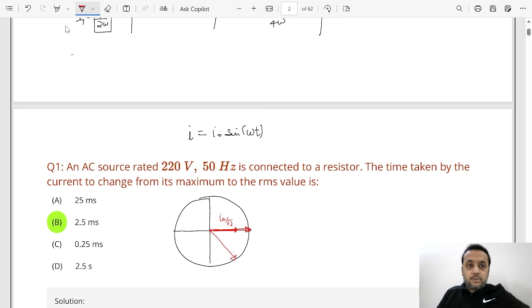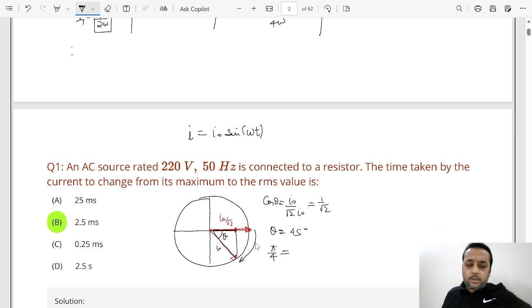So if I ask you, from the horizontal position to this position, how much angle has it rotated? Let's say this angle is theta. Then cos theta is I naught by root 2 upon I naught, which means 1 by root 2. So theta becomes how much? 45 degrees. The phasor has rotated by an angle of 45 degrees, which is pi by 4.